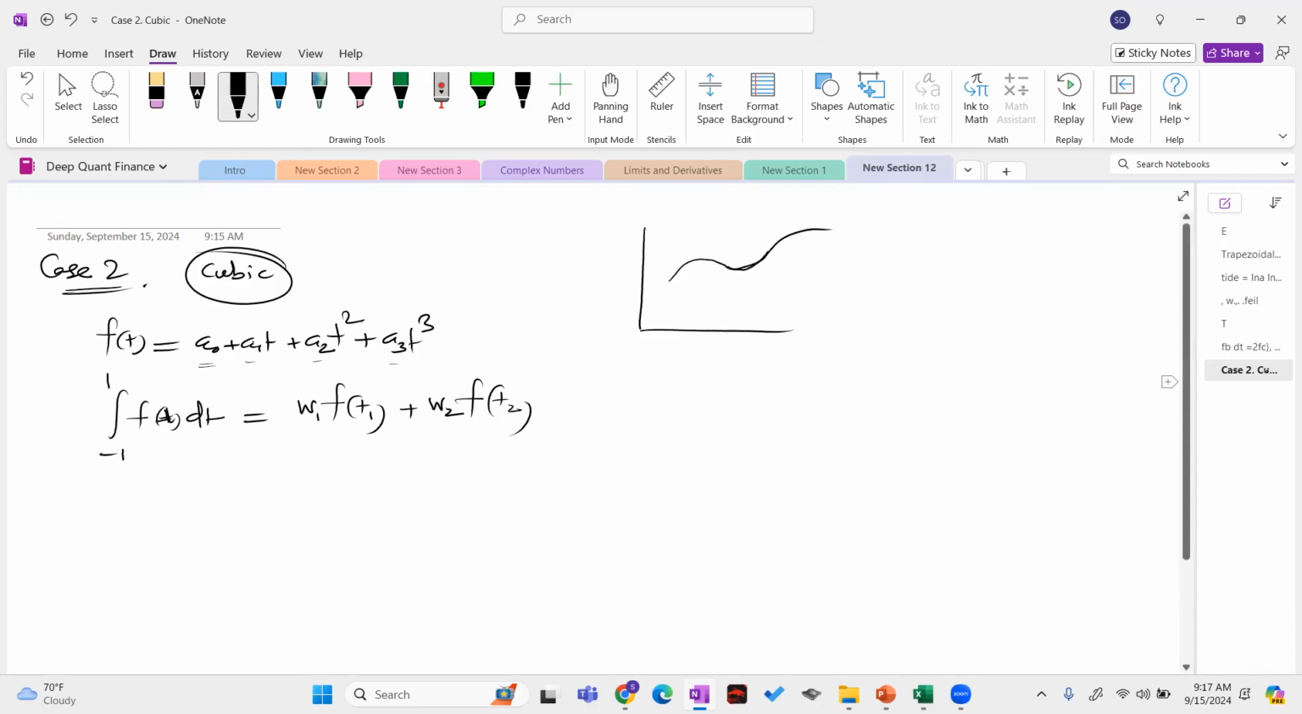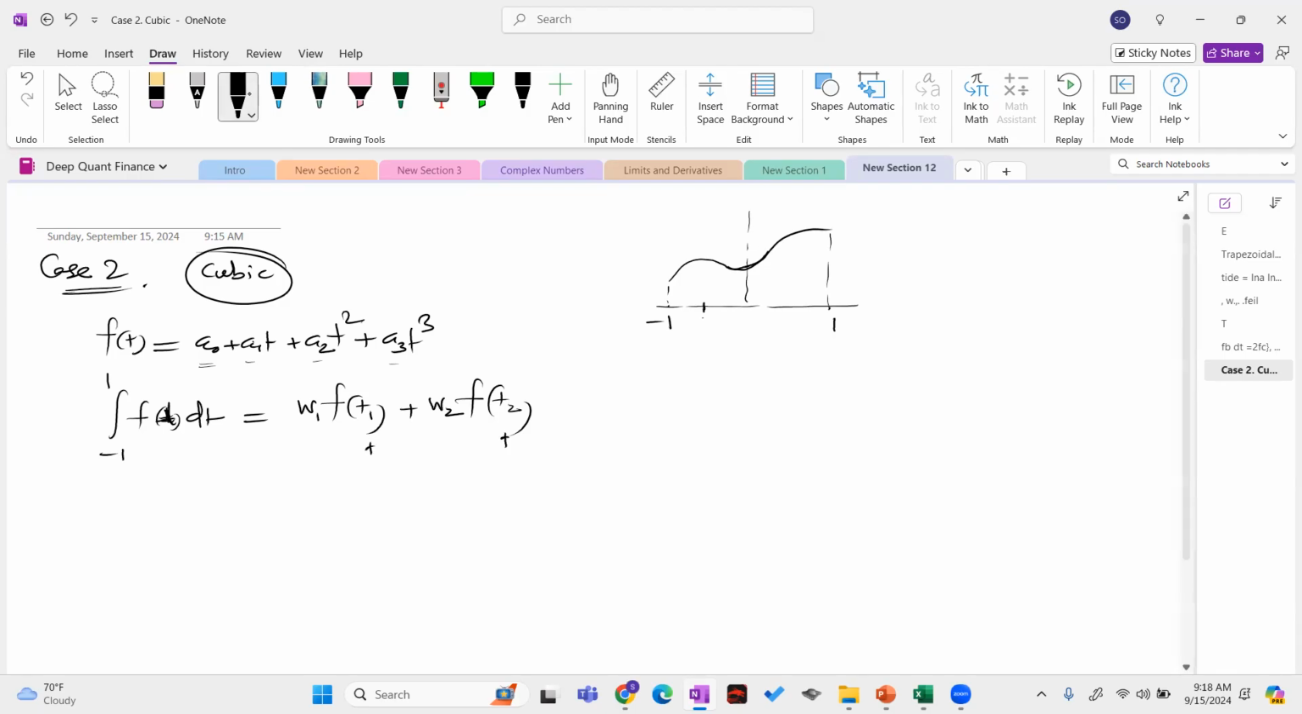I don't know, something like this maybe. And we're trying to evaluate the integral from -1 to +1, right? Let's do this. -1 to +1. We're trying to find the area under the curve, right? That is the left hand side. True integral, correct? We are approximating by only sampling at two different points.